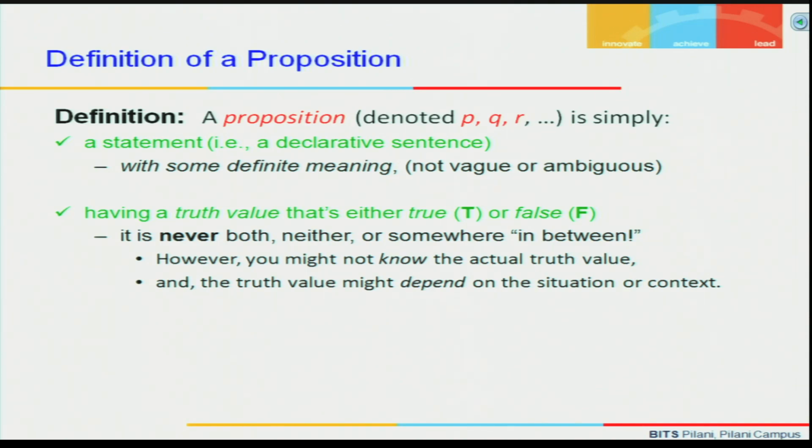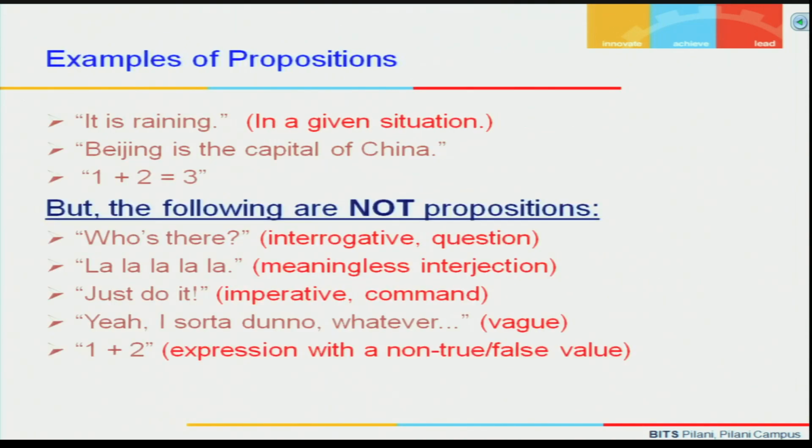So to understand it better, let us look at some examples. The first example I take is, it is raining, in a given context. At this point of time, you should be able to say whether it is raining or not, whether the truth value is either true or false. I will be able to say this statement is true or false in a given situation, and there is no vagueness about it, and it is a declarative statement, hence I call it a proposition.